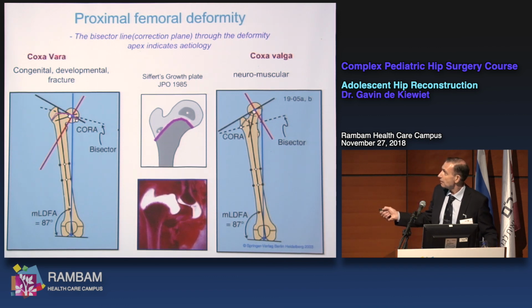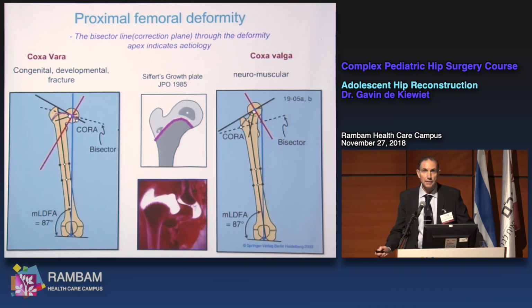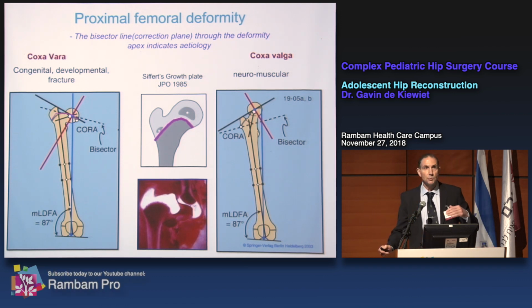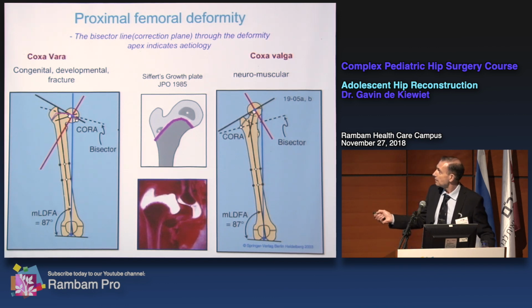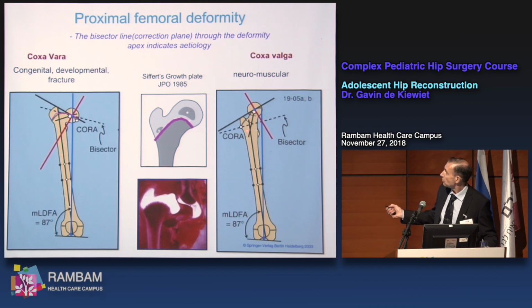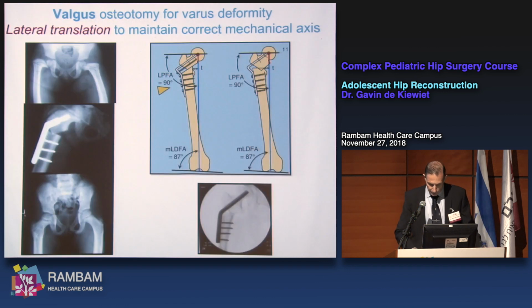So in coxa vara, because it's in the head here, it's likely to be congenital, developmental. If you do your deformity planning here, your CORA, or the apex of your deformity, is in the middle of the femoral head. Therefore, your plane of interest, that is the bisector line, the line along which you would like to do your osteotomy, the line on which you would like to correct it, goes through the center of the femoral head. In coxa valga, it's often neuromuscular, so the development of that morphology is slightly different, and you find that your plane of interest, your bisector line, still goes through the growth plate, but here at the lesser trochanter. So let's look at the implications of that.